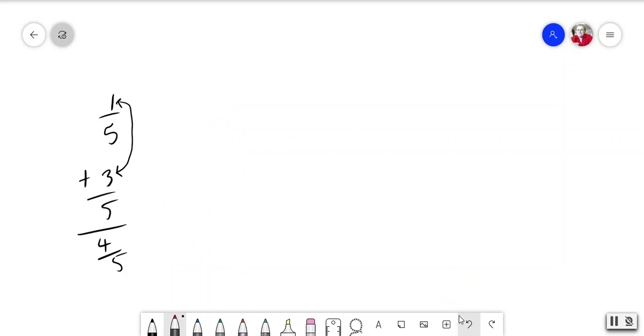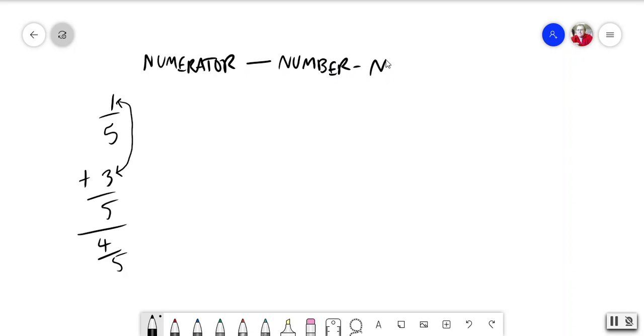The word numerator should make you think of number or numeral, which essentially means the same thing. And that's exactly what it is. A numerator counts how many of these guys we have.